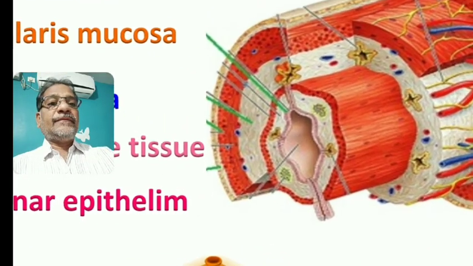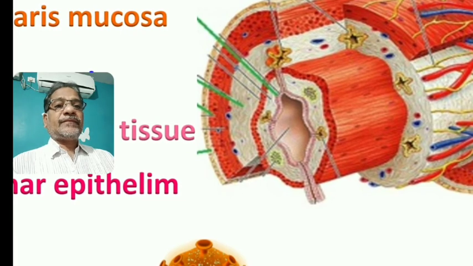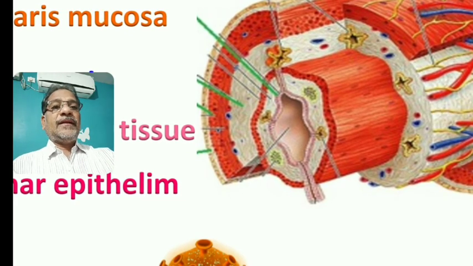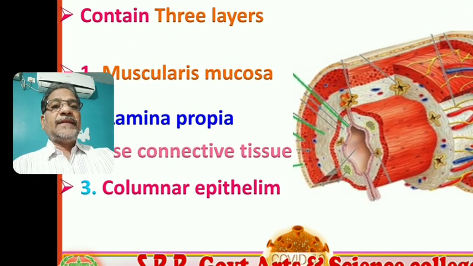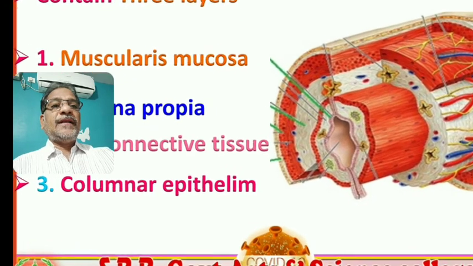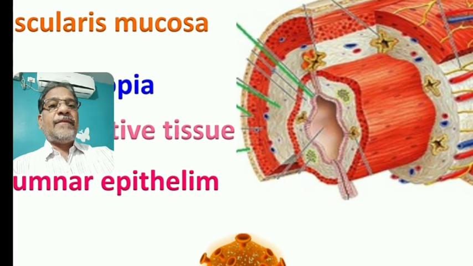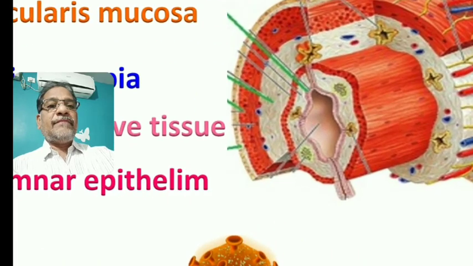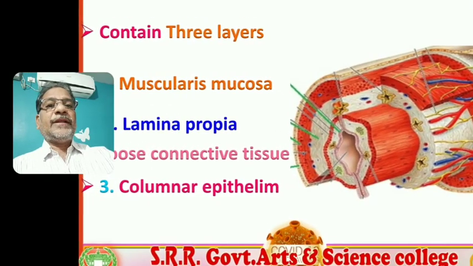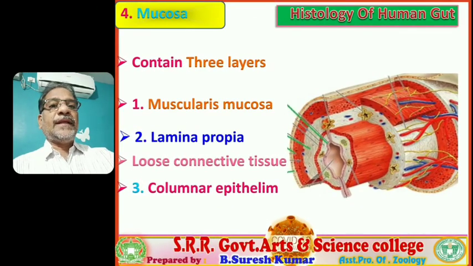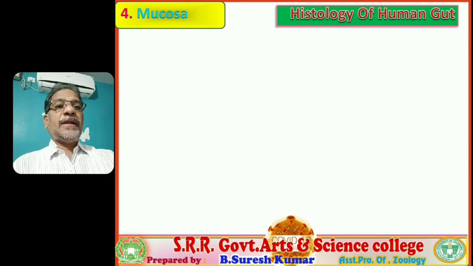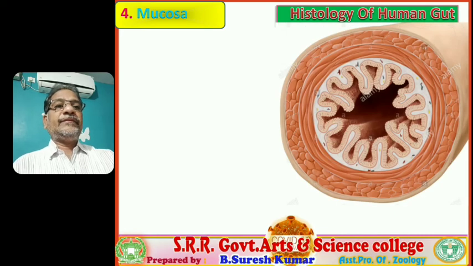Observe this visual. The red color sheath is muscularis mucosa. Beneath it, the white color is lamina propria, and the inner pink color is columnar epithelium. So three layers are there. Among the three layers, the muscularis mucosa is formed by muscles, lamina propria by loose connective tissue, and the innermost layer is formed by columnar epithelium.